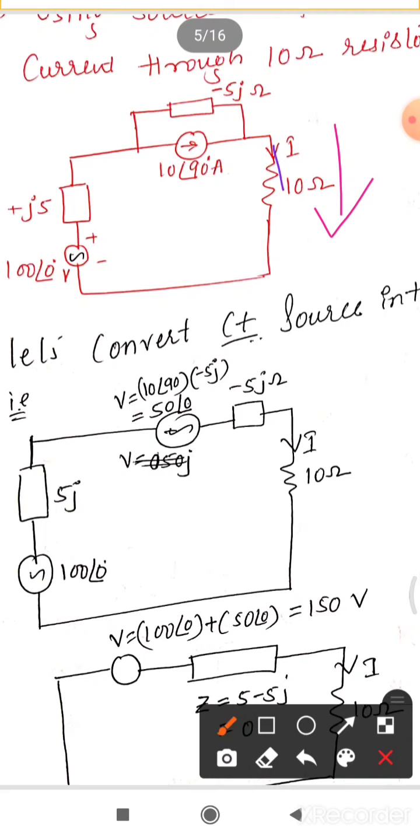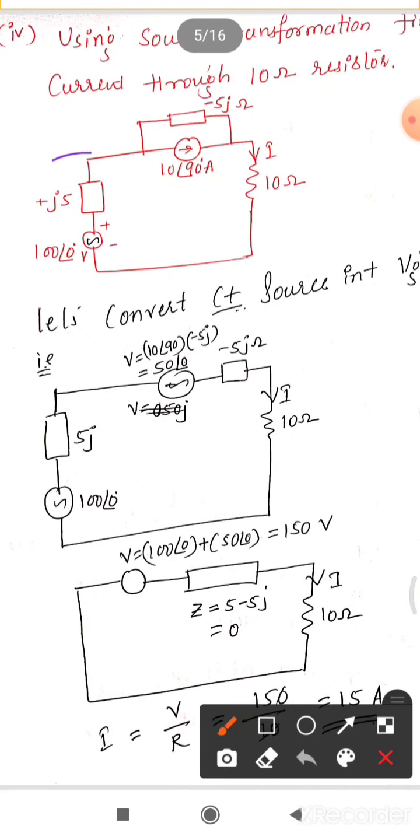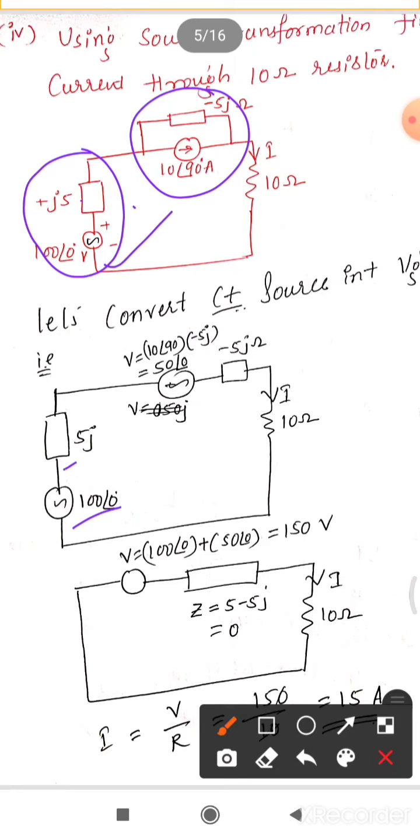Then what we can do, they have not mentioned by using what, but they have said to use the source transformation technique. So there are two possibilities. This one is a voltage source, this one is a current source. You can convert this into a current source and then deal with it. Only thing is, we are very familiar with KVL, that is mesh analysis, instead of going for KCL, that is node analysis. So let this voltage source stay as it is, that is 100 at an angle 0 and 5j.